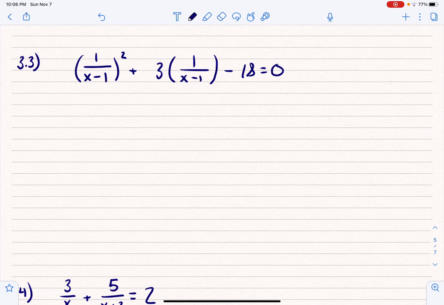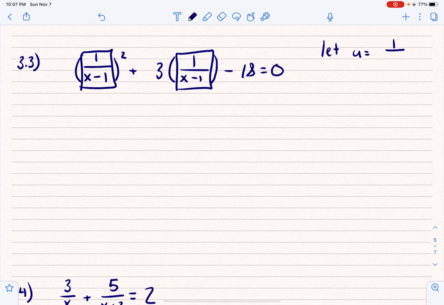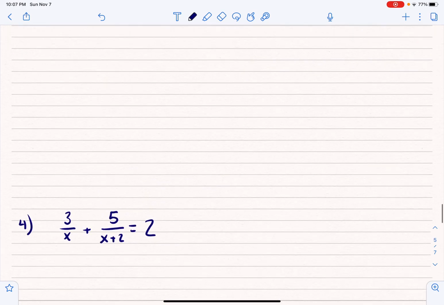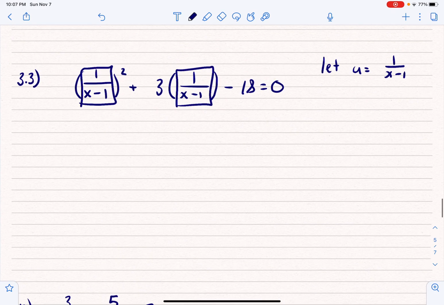Okay, clearly this is the thing that shows up a couple times that I need to substitute. So I'm going to say, let's let u equal 1 over x minus 1. Now, is that the exact same thing we had before? No, we had 1 plus 1 over x. Sorry, I couldn't remember. All right, so then this would say u squared plus 3u minus 18 equals 0.